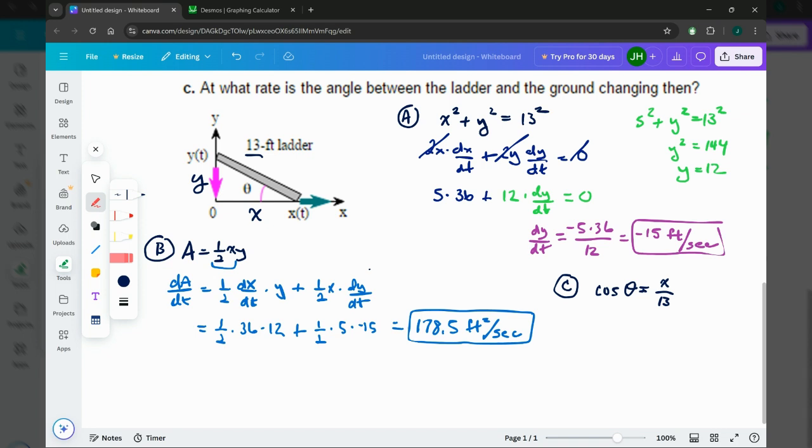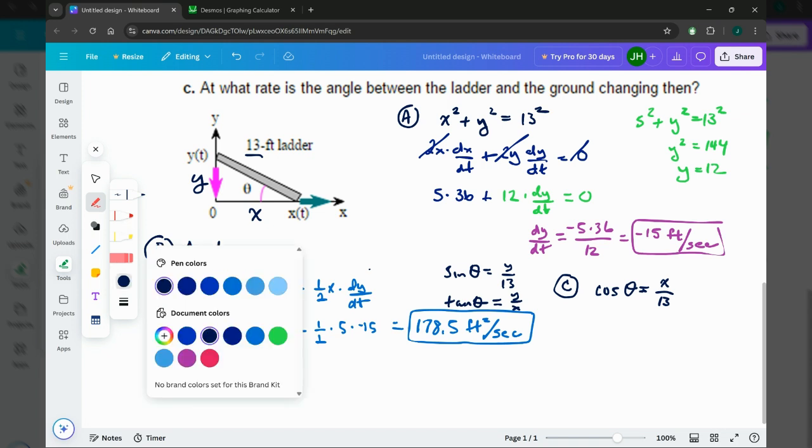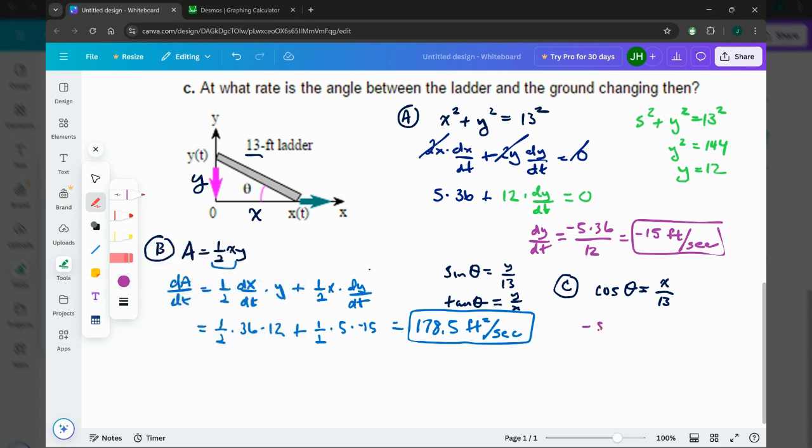Now, I could have used sine. Sine of theta is y over 13. If you'd like me to do that, I could. There's no way you're getting me to use tangent of theta. Tangent of theta is y over x. I'd have to do a quotient rule. I don't want to do that. But it's just as easy to take the derivative of cosine, which is negative sine of theta times d theta/dt. The derivative of x would be dx/dt, and that would be divided by 13.